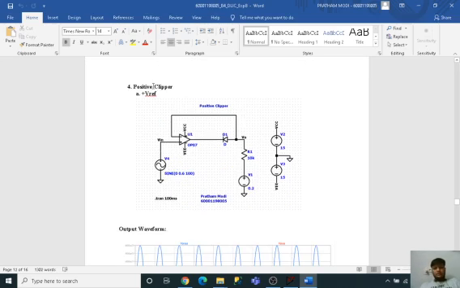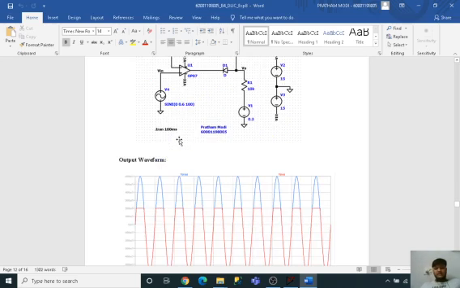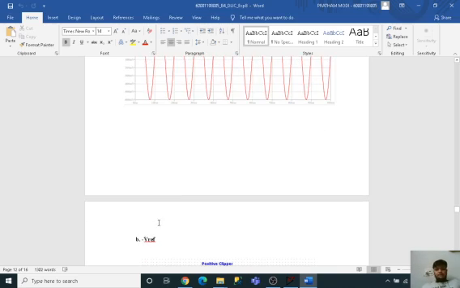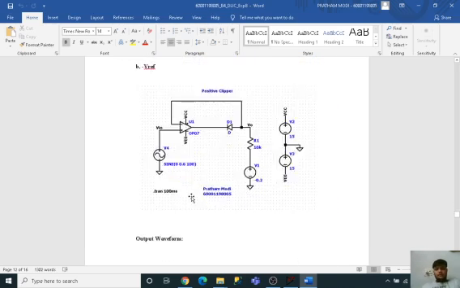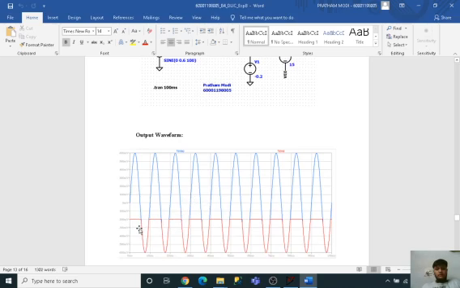So this is for a positive clipper where Vref is positive. You can see the Vref is positive, and I have clipped off this part of the signal. Now for minus Vref, we just have to make this negative. Once I make this negative, I will clip off the negative part of the signal.